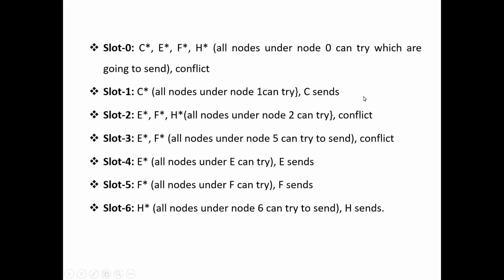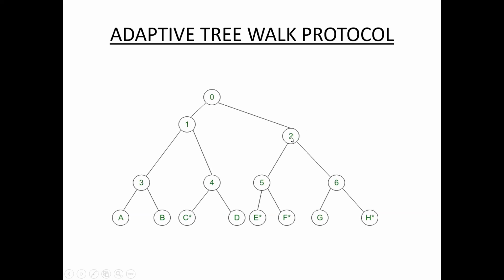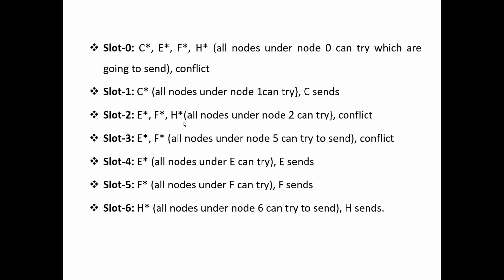Next, slot 2. Here in slot 2, E, F, G, H are candidates, but out of E, F, G, H, only E*, F*, H* have to send the data. So multiple stations, E, F, H, want to send. So there is a conflict.